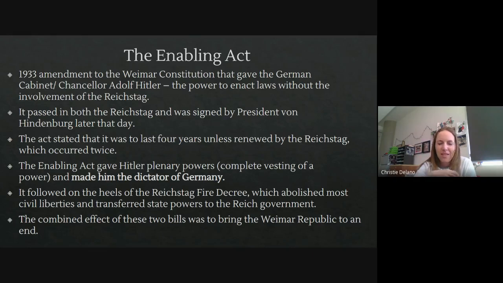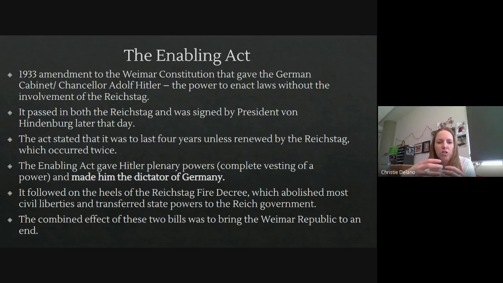Now, this act said that this law was only going to last 4 years unless renewed by the Reichstag. Well, of course it's going to be renewed by the Reichstag. It's a single-party state. Naturally, this is going to happen 2 times. So this gives Hitler basically complete power of Germany, ultimately making him dictator of Germany, despite the fact that there is still a president. As mentioned, it followed right on the heels of the Reichstag fire decree, which basically suspended civil liberties for people in Germany and transferred the state powers to this new government, or what Hitler calls the Third Reich government.